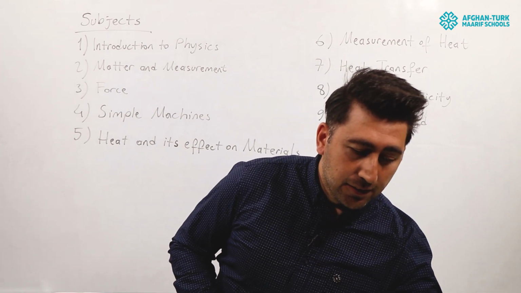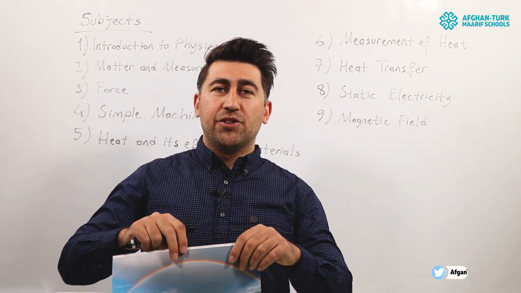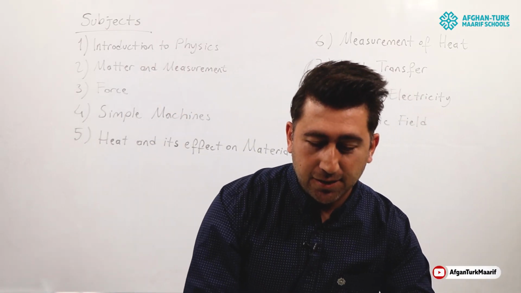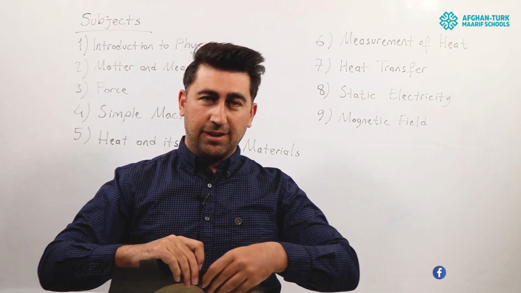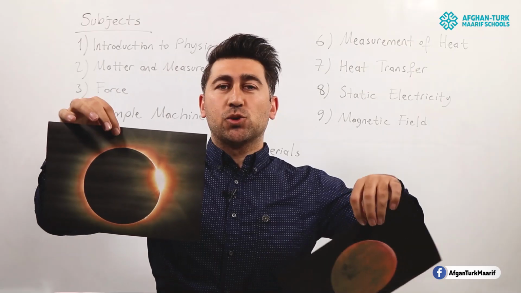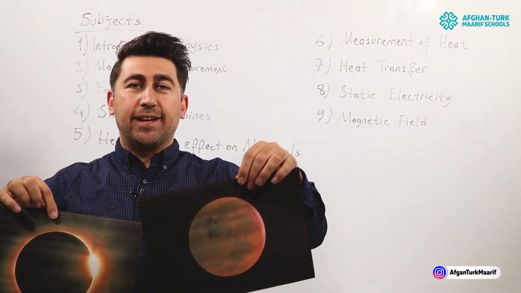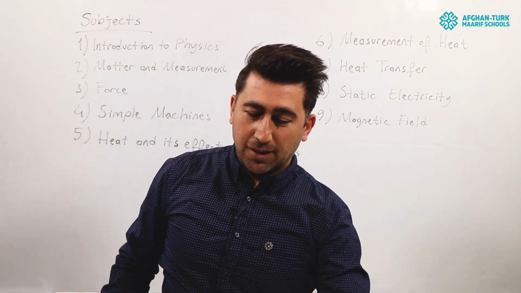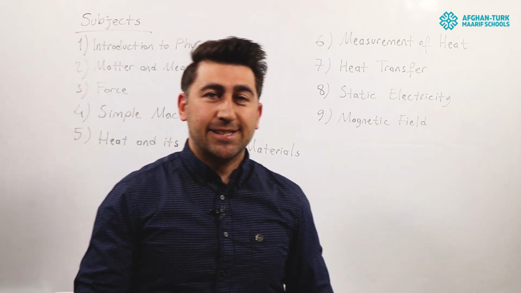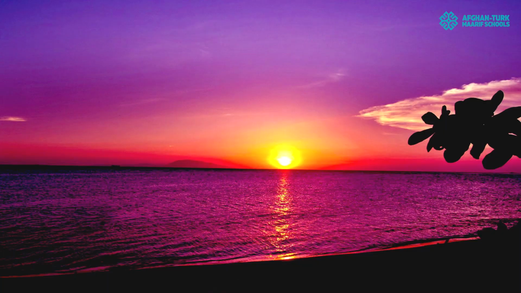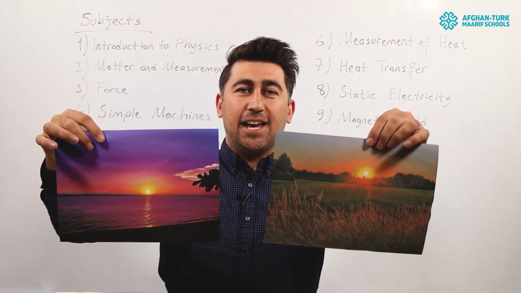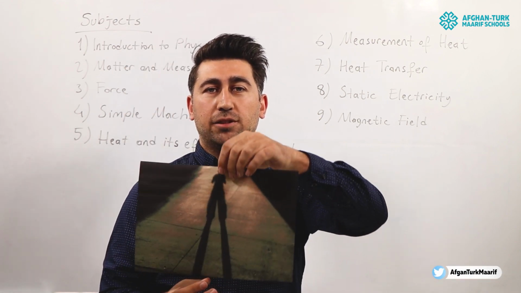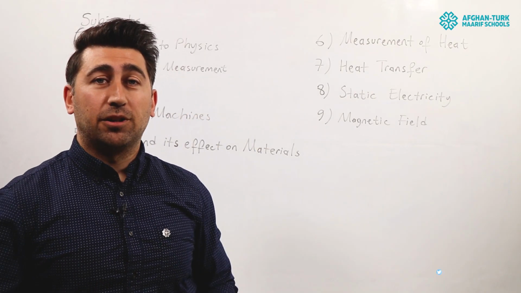For example, the formation of a rainbow, the occurrence of an eclipse. As you can see, this one is a solar eclipse and this one is a lunar eclipse. The fall of an object from up to down. The cause of sunset and sunrise. And the formation of a shadow. And many more.